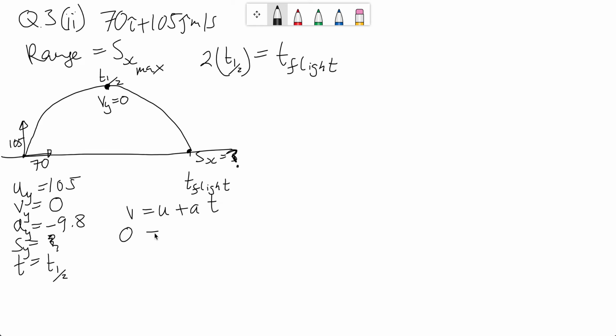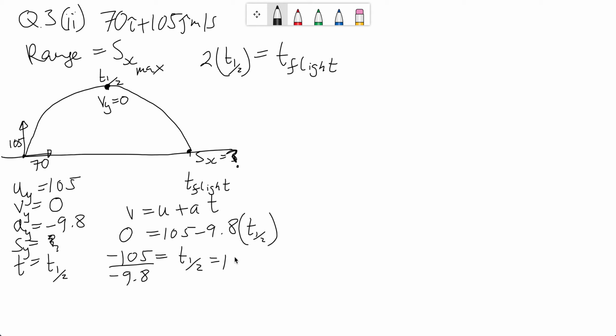So v is 0 equals 105 minus 9.8 times t. That's the t a half. That's what I'm actually looking for. So that means minus 105 is equal to minus 9.8 times t, and I divide it down to get t a half. 105 divided by 9.8 is actually 10.7 seconds. So that is the time to halfway. So this time here equals 10.7 seconds. That's the time to get halfway.